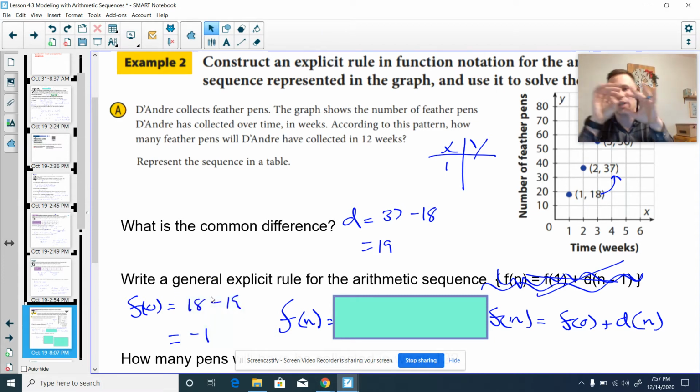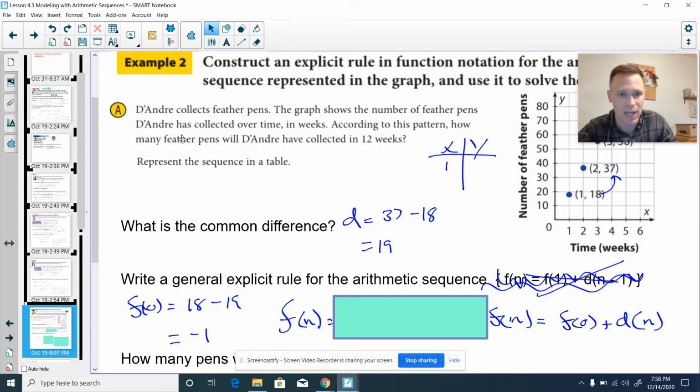And if we don't think about the context of the problem, we're just like, whatever, we'll use it and it's fine. But if you think about the context of the problem, it's like, how in the world do you have -1 pens if that's the situation? By the way, if we read this situation, it says DeAndre is collecting feather pens. The graph shows the number of feather pens DeAndre has collected over time in weeks.